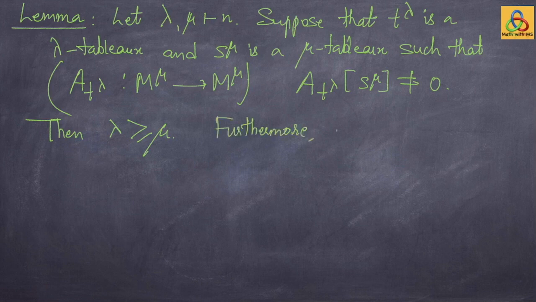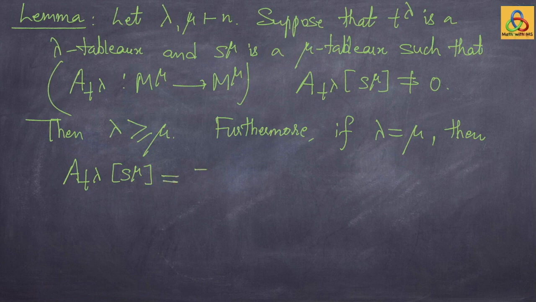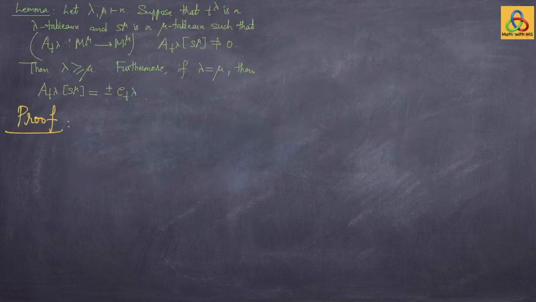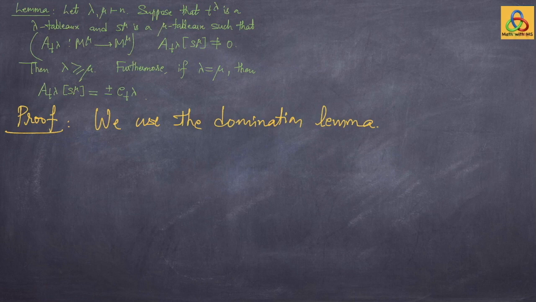Furthermore, if lambda is the same as mu, then look at the operator A T lambda acting on the mu tabloid S mu. This is simply plus or minus of E of T lambda, this polytabloid. Let us prove it. So we shall use the domination lemma. Let me recall for you the statement of the domination lemma.